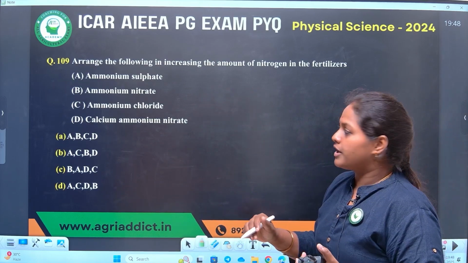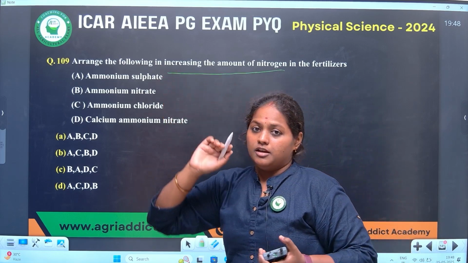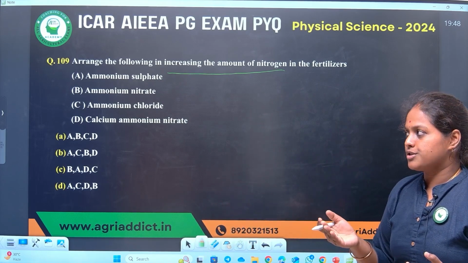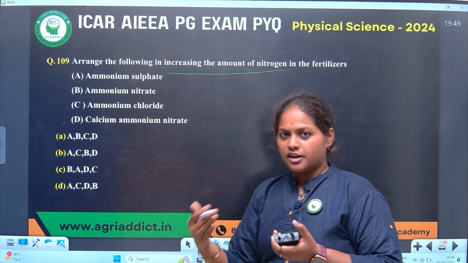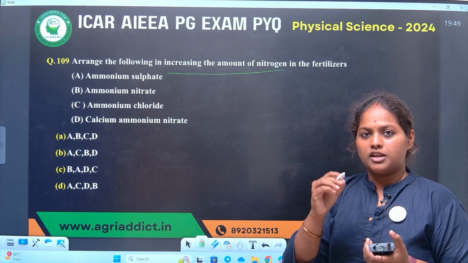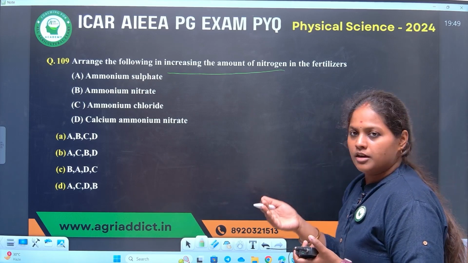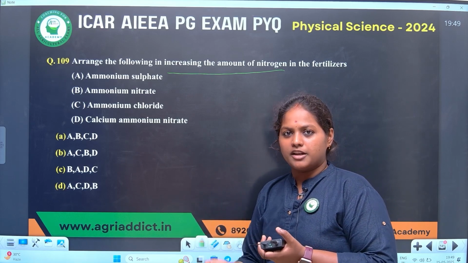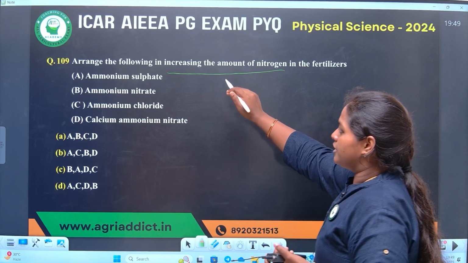Next question 109. Arrange the following in increasing the amount of nitrogen in fertilizers. When you are reading the mineral nutrition and soil fertility concepts in ISSS, after completing mineral nutrition, you will slowly enter into the fertilizers part. There you should note down separately what are the important fertilizers that are used in the agriculture field and also what is the respective content of major elements, NPK at least. So regarding N fertilizers, we are going to see now.